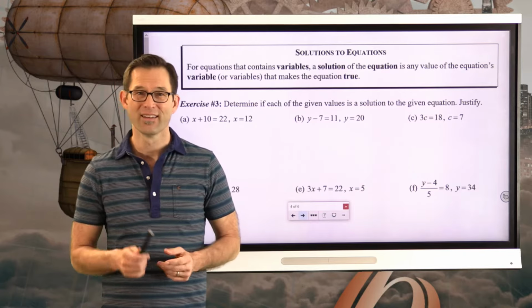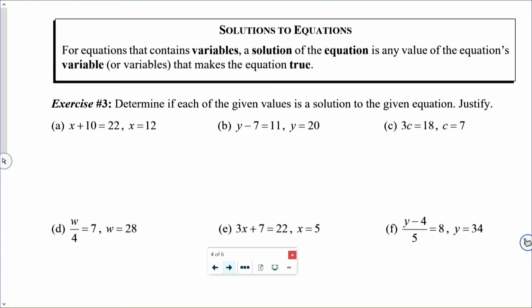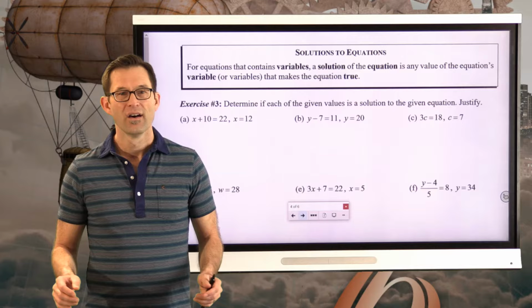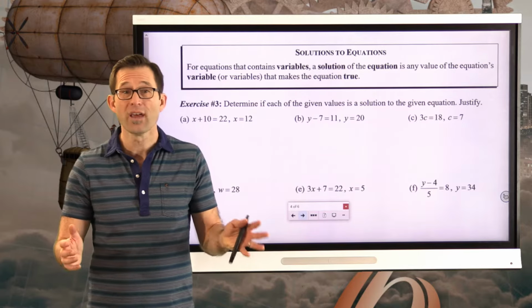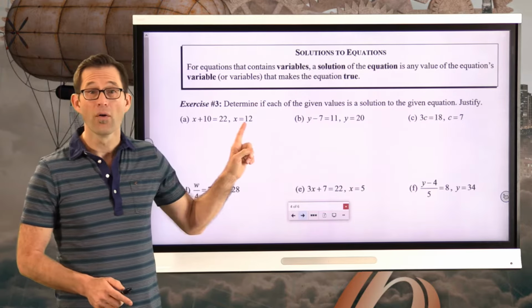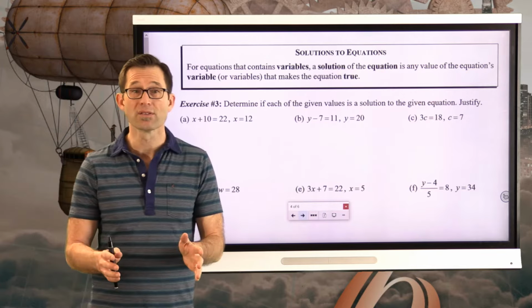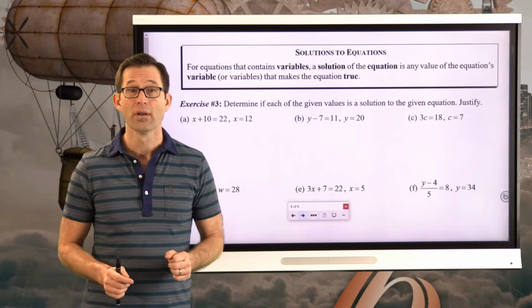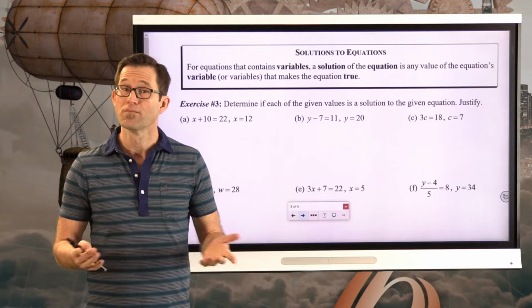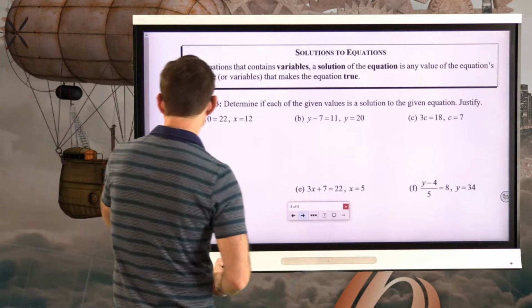So let's use that in exercise number 3. Determine if each of the given values is a solution to the given equation. Justify. All right, this is awesome because we've got a test. If I take 12 and I put it in this equation and it makes it true, then it's a solution. And if it makes it false, it's not. So this is actually quite simple.